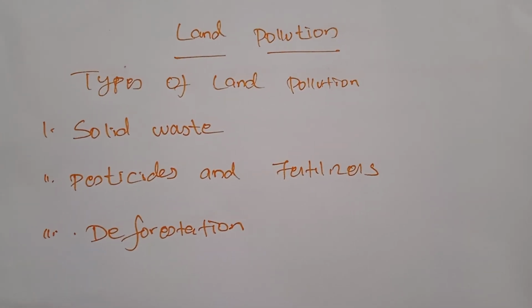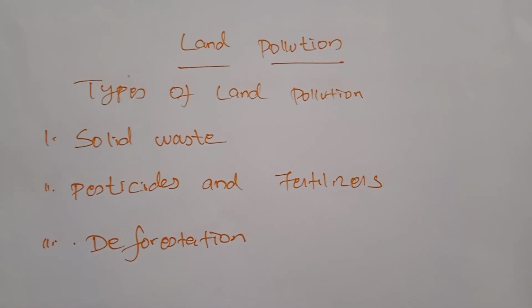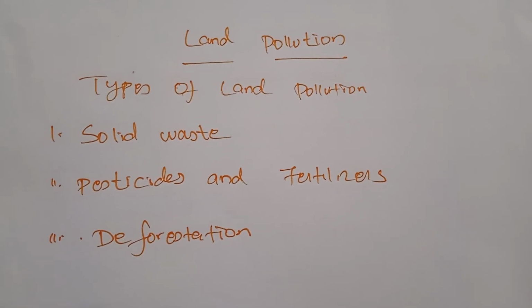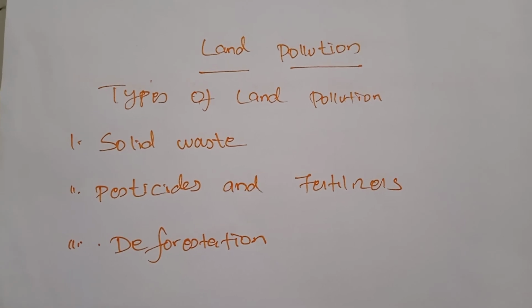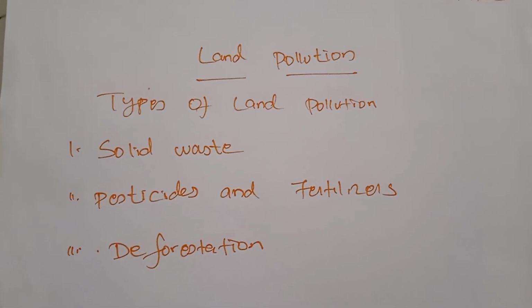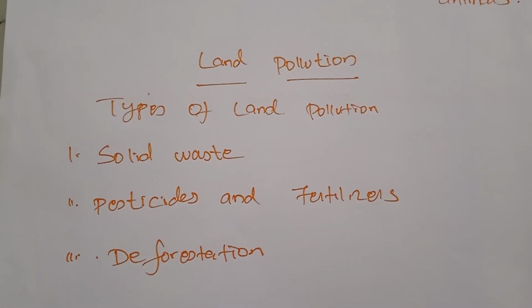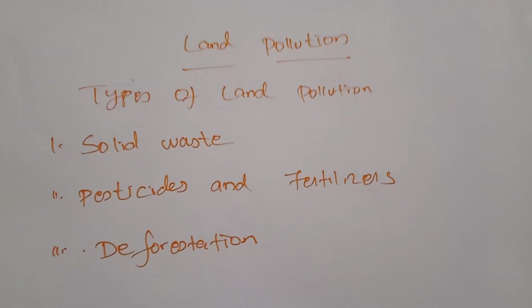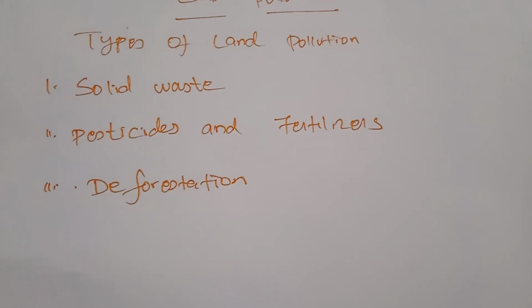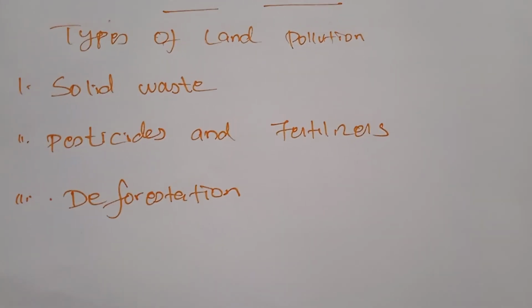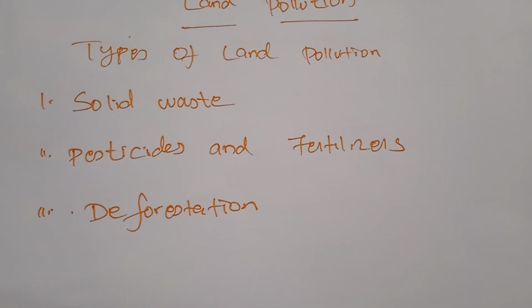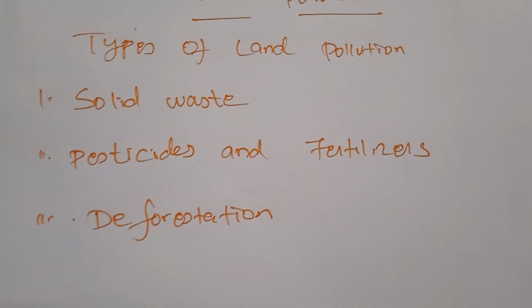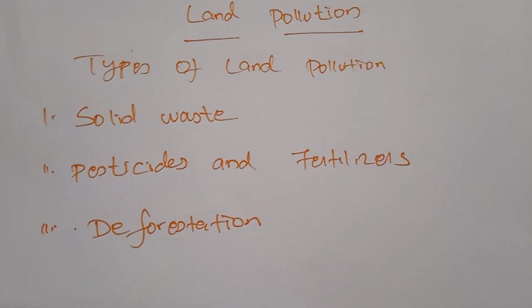First one is solid waste. Solid waste includes all kinds of rubbish like paper, plastic containers, bottles, cans, food waste, broken electronic goods, municipal waste and hospital waste. Because of all these types of solid waste, some of the earth or land is polluted, and that is considered solid waste pollution.